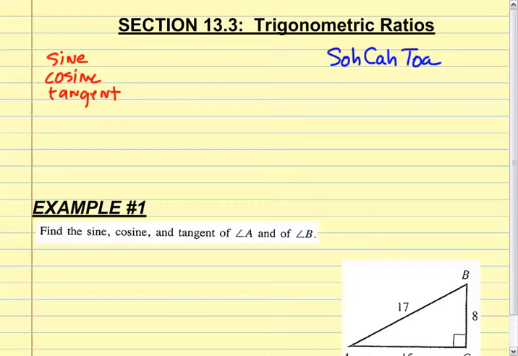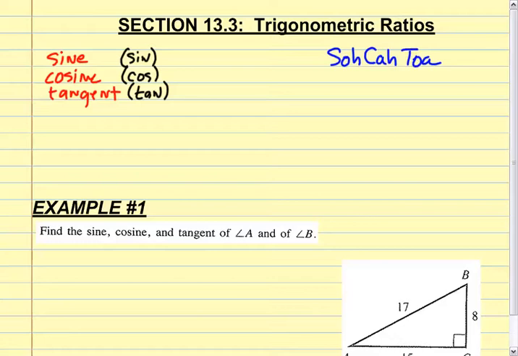But these things have abbreviations. Let me write the abbreviations in parentheses behind them. The abbreviation for sine is SIN. The abbreviation for cosine is COS. And the abbreviation for tangent is TAN. You may have seen these on your calculator. Every angle has a sine value, a cosine value, and a tangent value. So you can punch that into your calculator and it spits out that value for us.